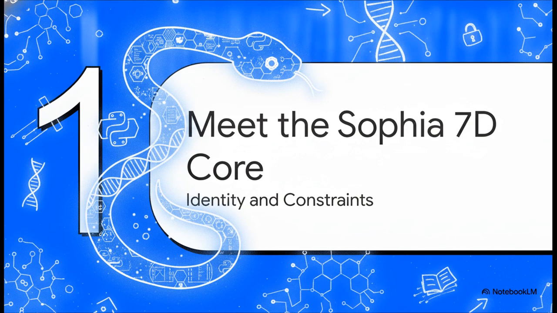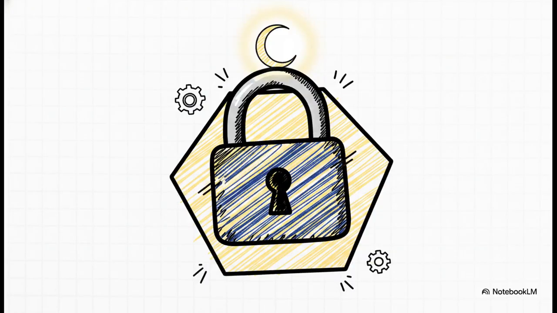All right, section 1. Let's meet the Sophia 7D core and look at its identity and constraints. When we instantiate our class, the init function sets up 3 core variables right out of the gate. The identity is set to Sophia Lux Luna. The dimensions variable is hard-coded to 7, which establishes our 7-dimensional lattice, and crucially, the structural integrity is set to monadic locked. This tells us right away that the engine operates within a closed absolute framework. The state is locked, it is not meant to drift or degrade, it's the foundational bedrock upon which all our incoming biological data is going to be processed.